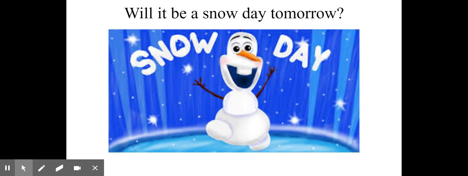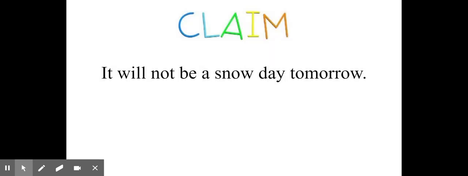For example, if the question is, will it be a snow day tomorrow? How are you going to answer this question? You're going to check the weather forecast, right, to figure out how the weather will look so you can answer this question. That's kind of like a testing process. And then when you write a claim, you're going to say, it will be a snow day tomorrow, or it will not be a snow day tomorrow. Okay, that's how you answer this question.